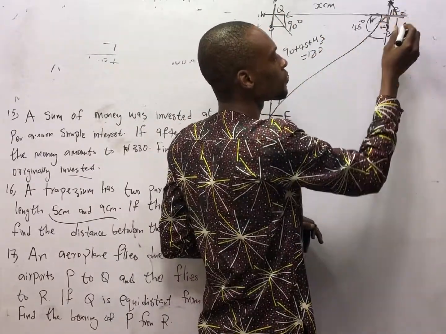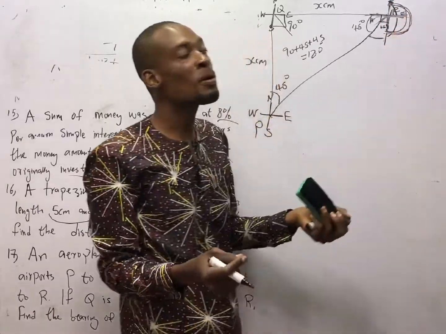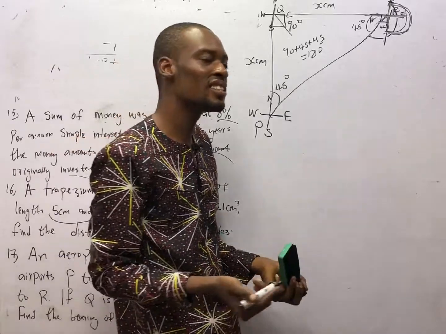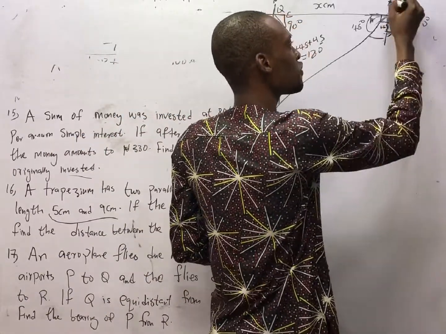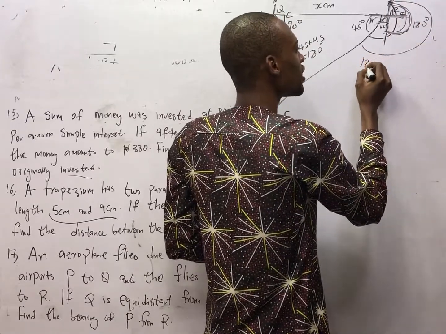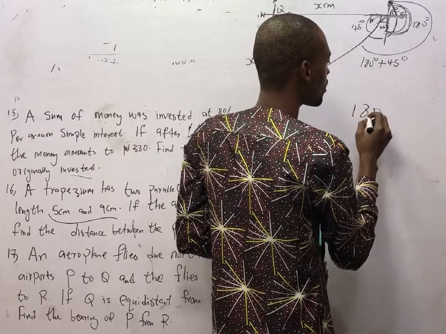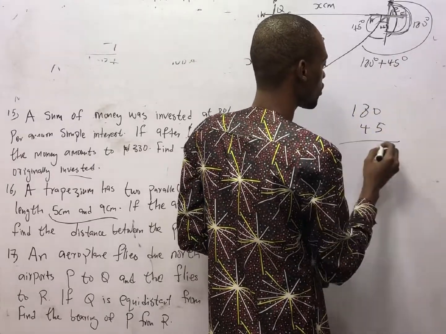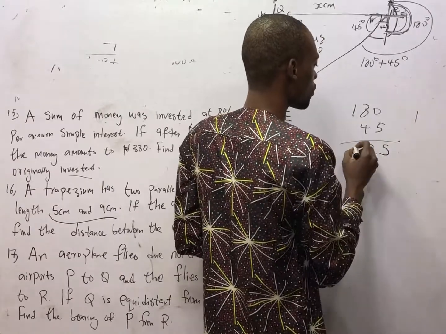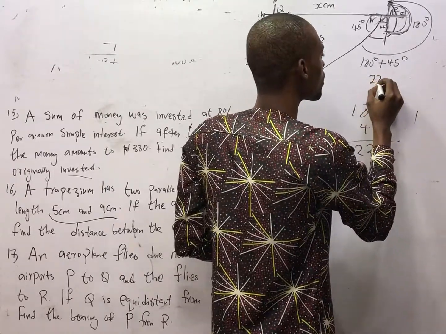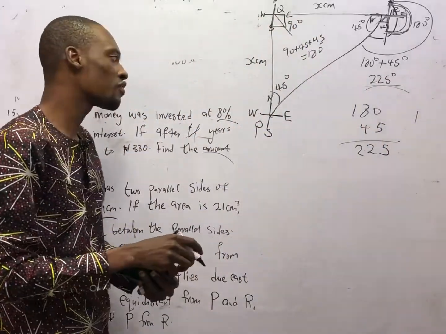And look at this place. From here to here is a straight line. And sum of angles in a straight line is 180 degrees. So here is 180 degrees, and here is 45 degrees. So from here to here is 180 degrees plus 45 degrees. That is 225 degrees. So this will give you 225 degrees. So that should be the bearing of P from R.